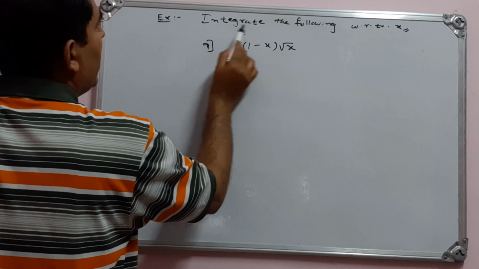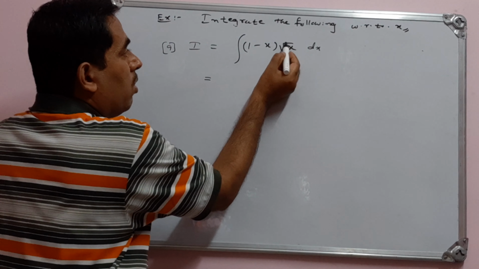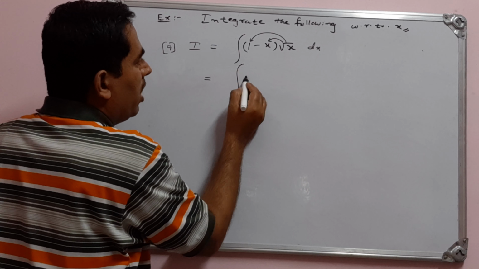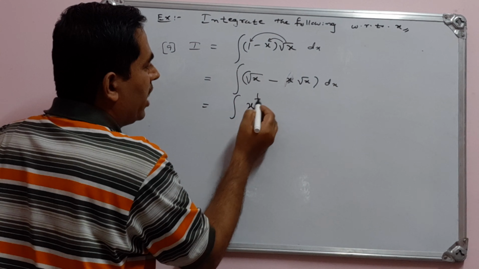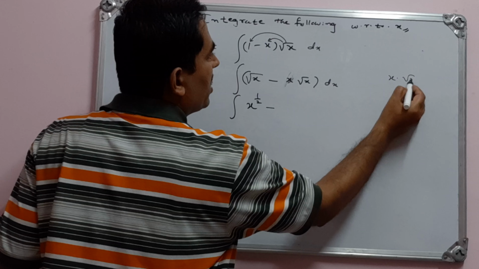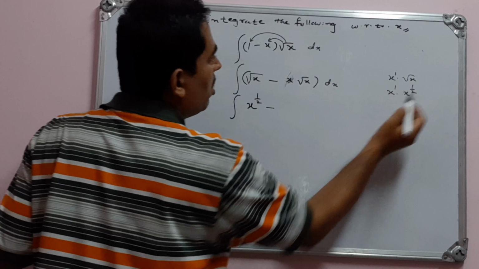Let us equate it to I. First, observe carefully: before integrating, you multiply this. Root x into 1 is root x, minus root x into x, that is x root x. We have to write both in power form. Root x can be written as x to the power of half, minus x into root x, that is x to the power of 1 into x to the power of half.